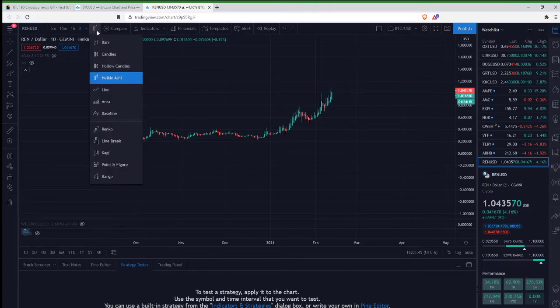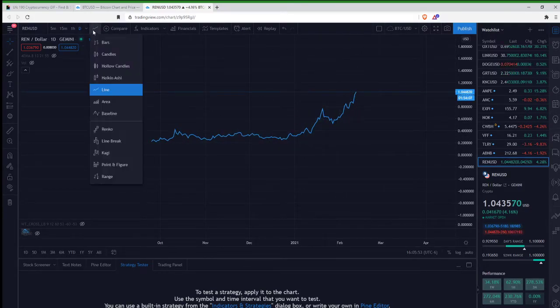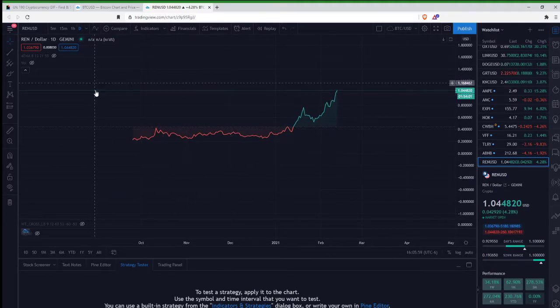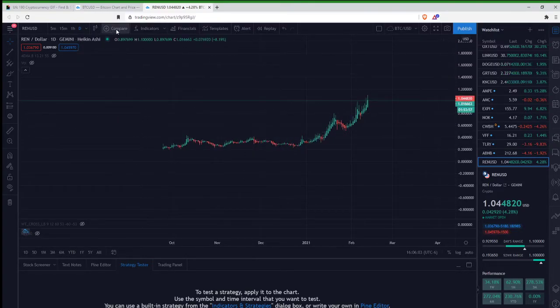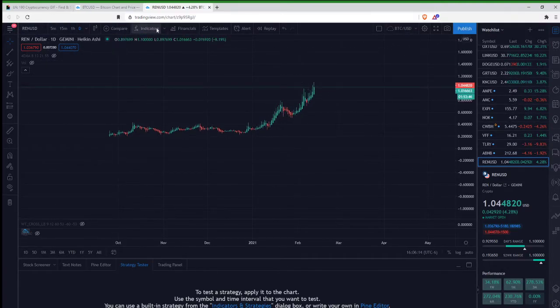I really think it is the best for trading, and the most accurate in my opinion. You get your typical line, and then your area, baseline. But yeah, we're just gonna stick to Heiken Ashi for now, and then you can compare or add symbols, compare this with another asset like maybe Ren and Basic Attention Token, or Ren and Bitcoin, or Ren and Ethereum.